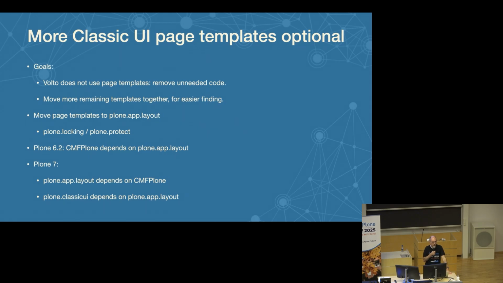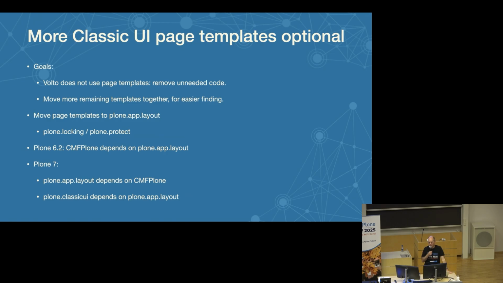For example, if we switch from Bootstrap 5 to Bootstrap 6, if that exists at that point in Plone 7, it's bad if you need to hunt through 30 packages for all the page templates and make branches for that. That's not a fun thing to do. So if we can move all those together, that could be a nice thing to have.